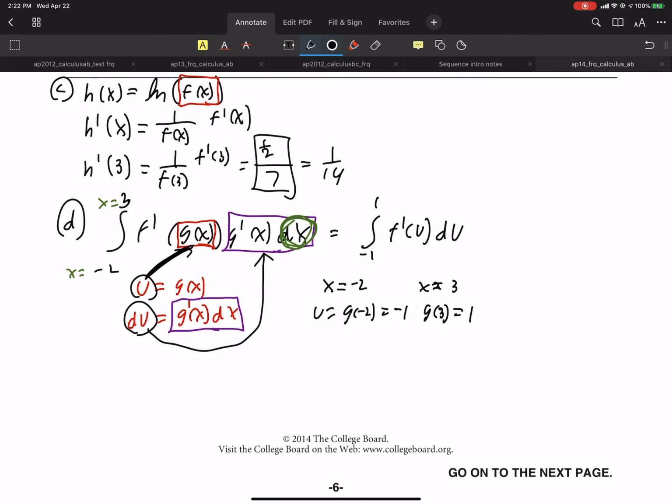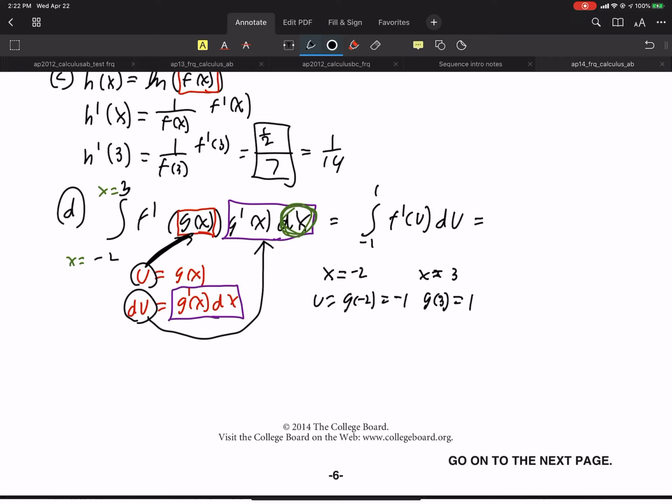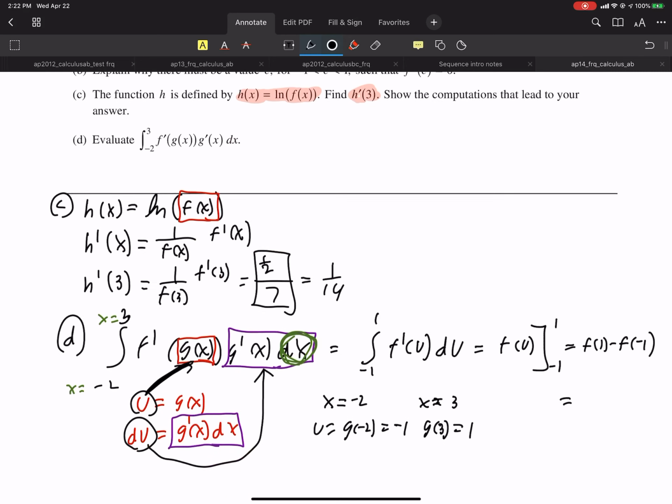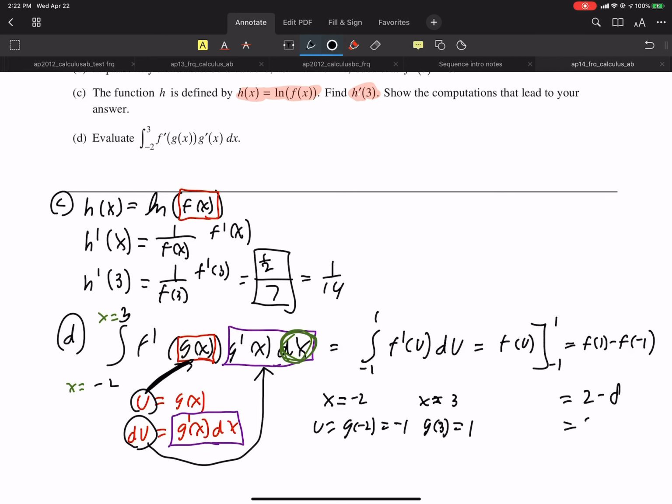Yeah. Now, sorry. What's the antiderivative of f prime? Clearly, it's just f. Because, how do you check? You take the derivative of your antiderivative, and it should equal your original, and the derivative of f of u clearly is f prime of u. So we are in good shape. This is f of 1 minus f of -1. And we look at f of 1 and -1. So it's going to be 2 and 8. It's going to be 2 minus 8, which is -6.